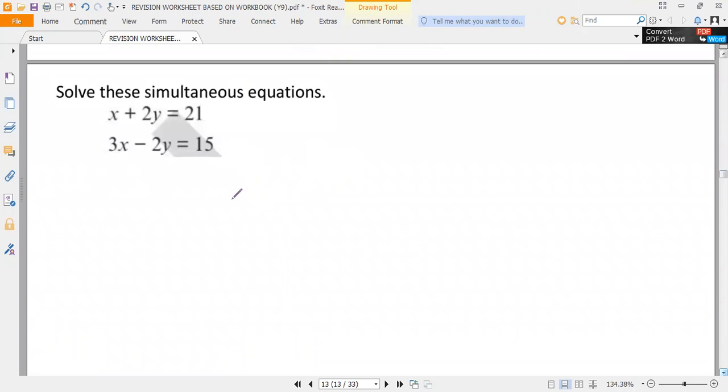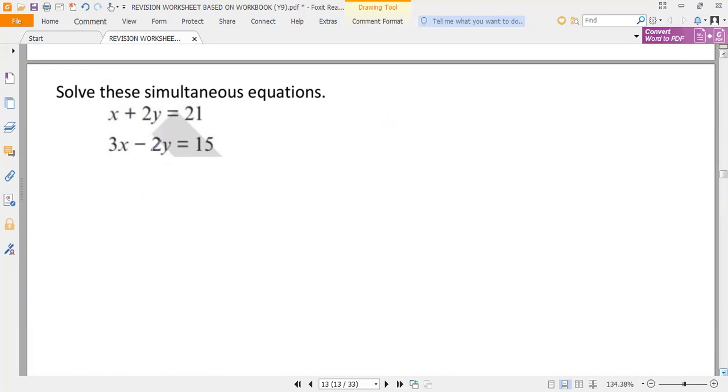Simultaneous equations. I have another specific video on my channel for simultaneous equations using the elimination method. So please do watch the video in case you need more help. Okay, x and 3x, 2y and 2y. Since 2y and 2y is already the same, that is what we are going to cancel. You don't have to make the x the same and cancel x. You can do that, but it's such a waste of time. 2y and 2y, straight away cancel them as they are already the same.